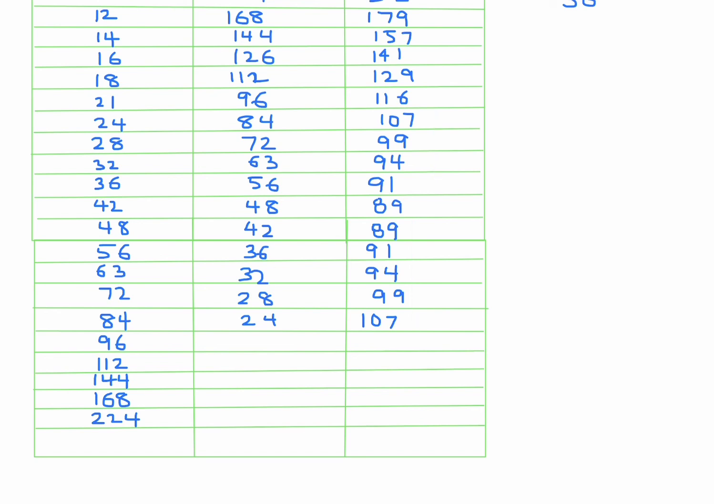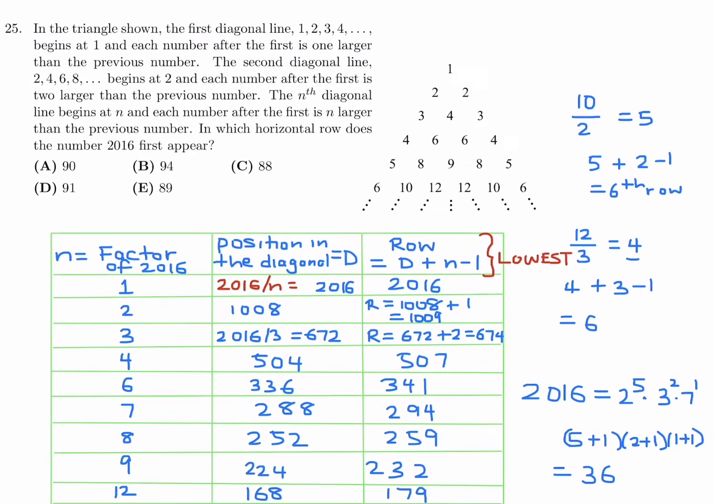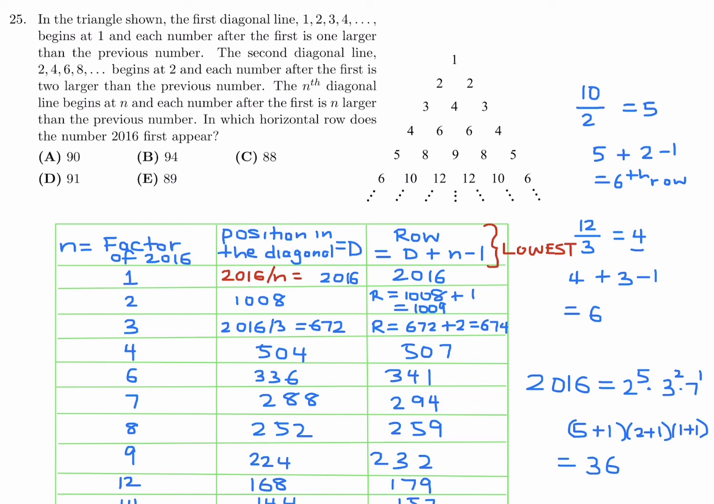Yeah, okay. So that means we hit rock bottom here. 89. That's the lowest number in that column. So that's the answer to the question. Number 25, 89, that would be E.